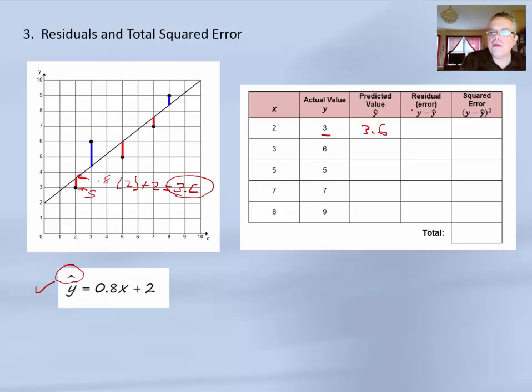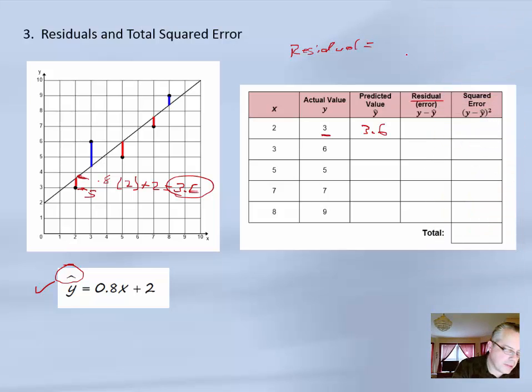All right, so to calculate what's called the residual, that vertical distance, we do the actual minus predicted. So this is an important formula, so I'm going to write it up here. Residual equals actual minus predicted.